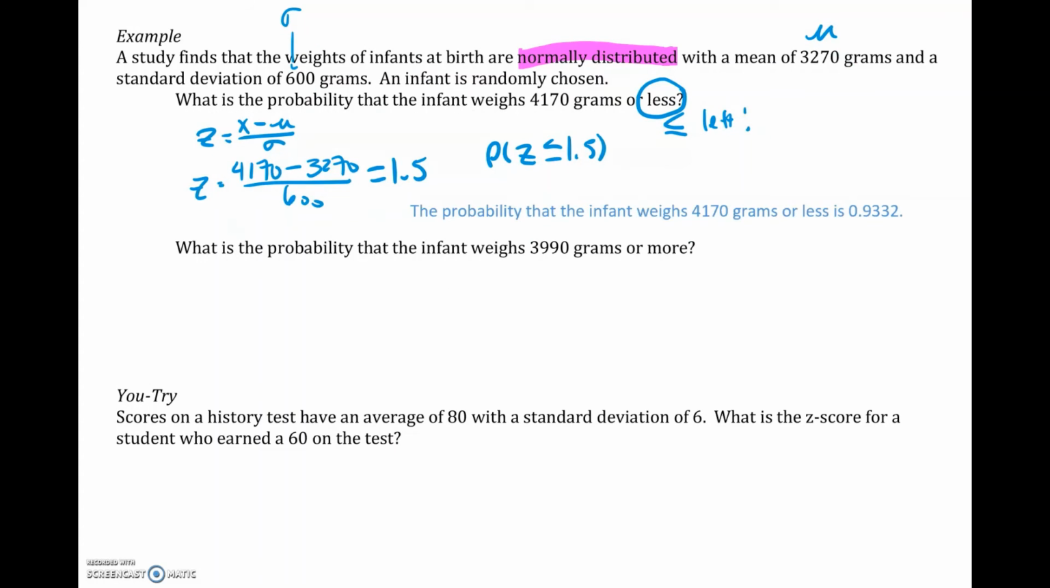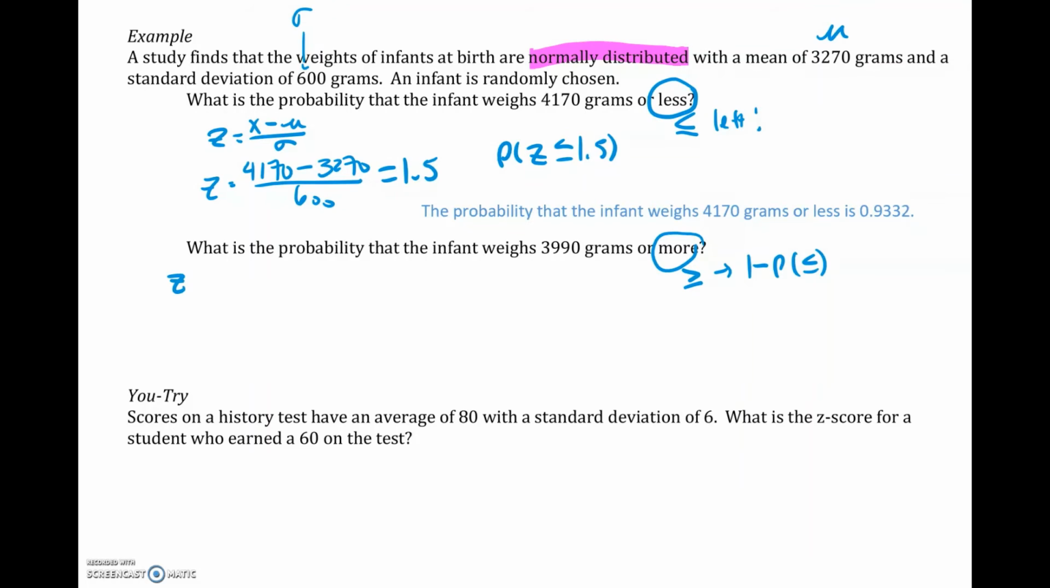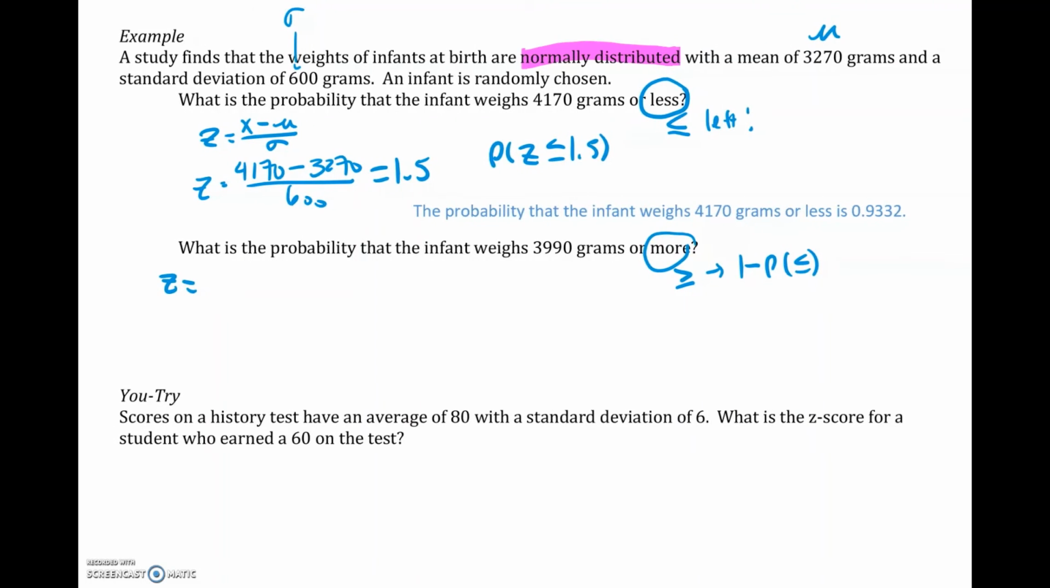Okay, so for the second part, we want to find the probability that the infant weighs 3,990 grams or more. So the more, right, is where we have one extra thing we have to do because we want to be greater than or equal to 3,990. So we're going to the right here. So what do we have to do? We have to do 1 minus the probability that we are less than that value. So remember, we're looking at the complement. So we still want to start the same way. Figure out your z value, your z score.